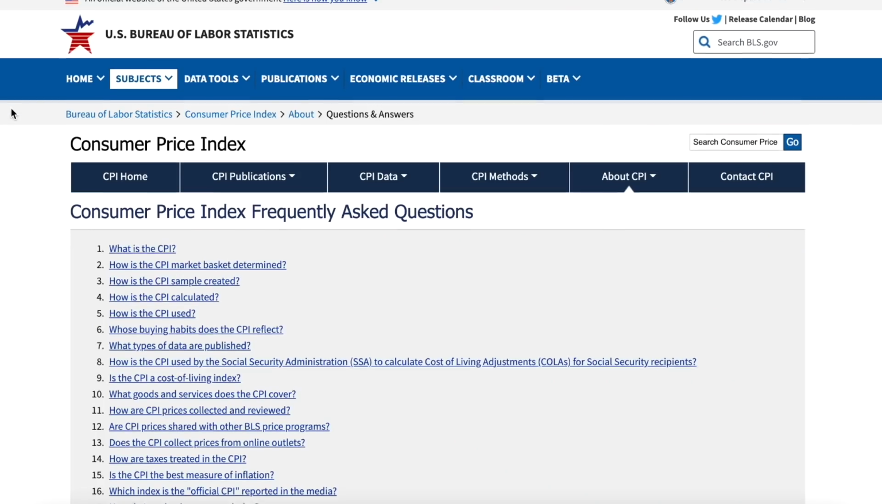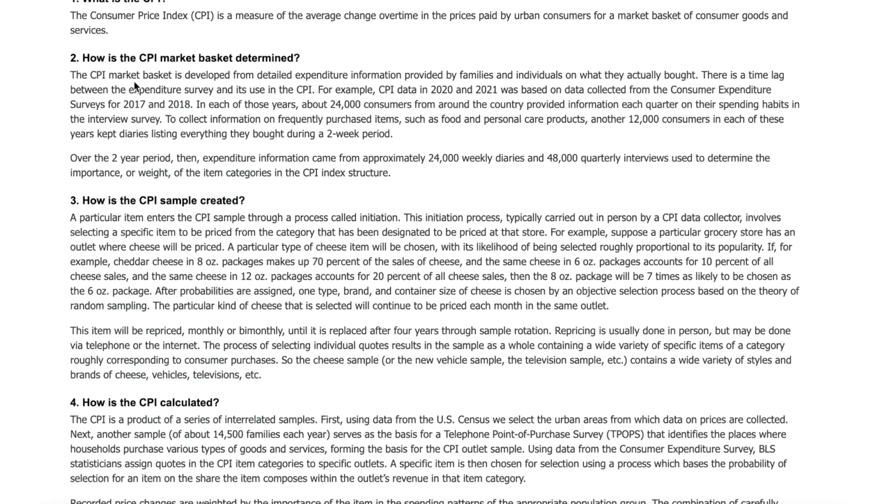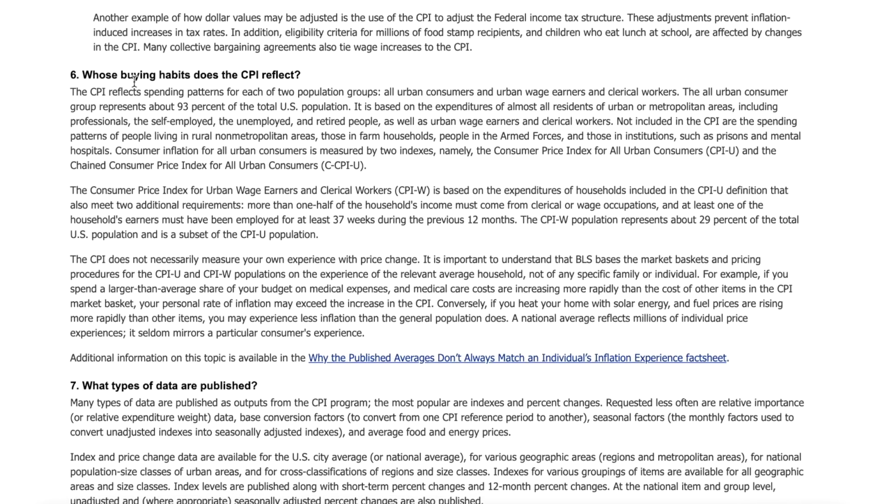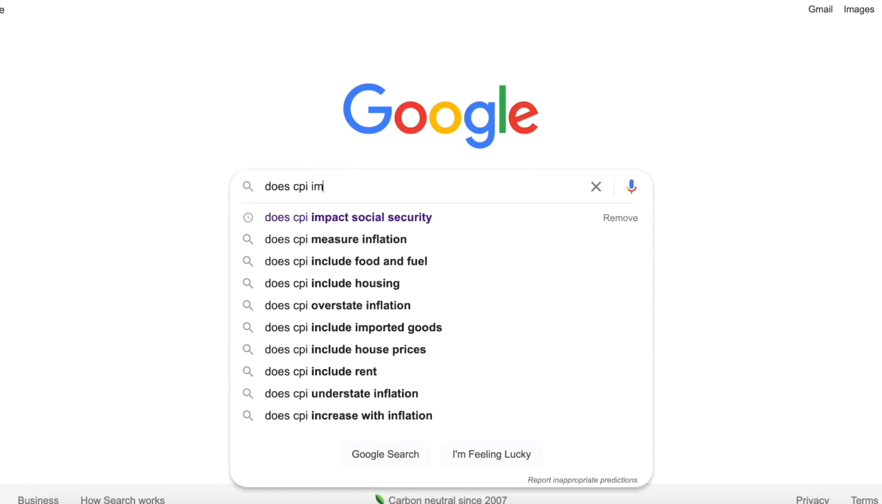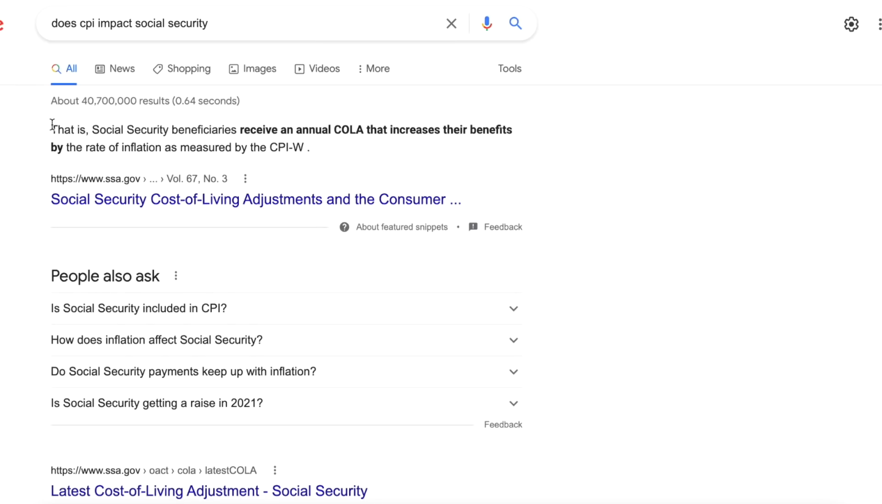Now, if you're super curious, you can actually go to the FAQ section on the Bureau of Labor Statistics website on CPI specifically, and you'll find that there are a lot of government securities, such as TIPS and Social Security payments that are linked to it. If you Google, does CPI impact Social Security, you'll find that by statute, the SSA uses the CPI to calculate the annual increase in benefit levels for Social Security and SSI payments.